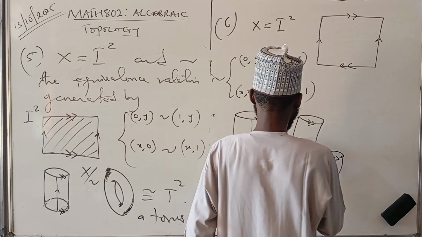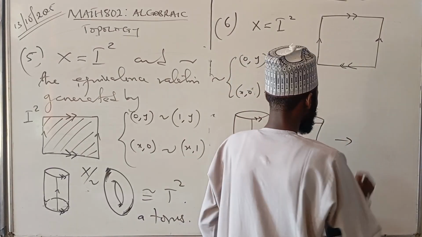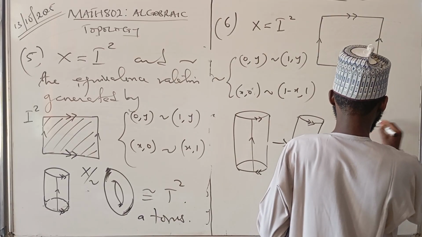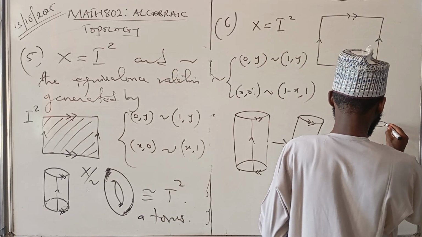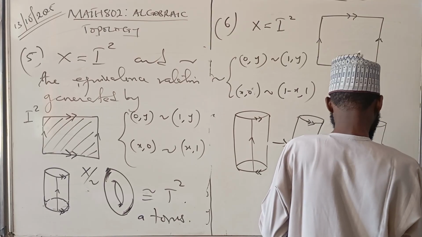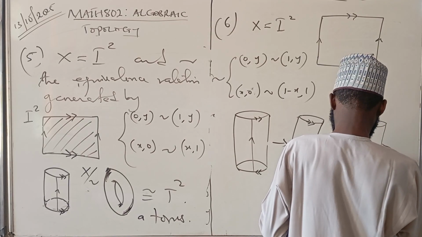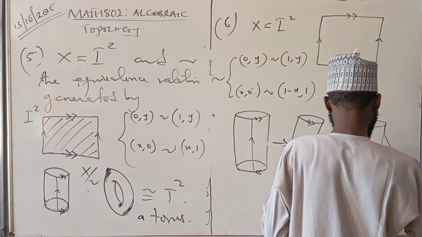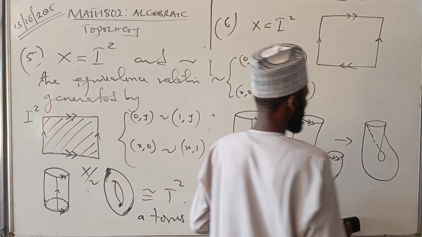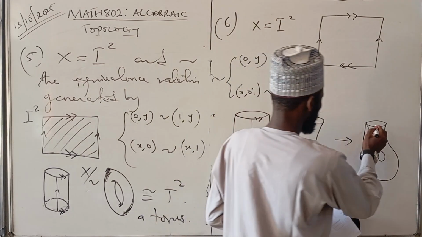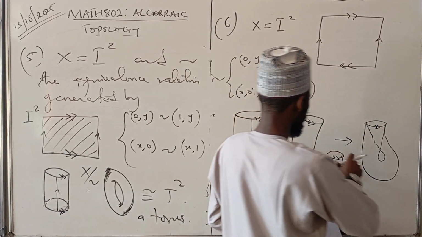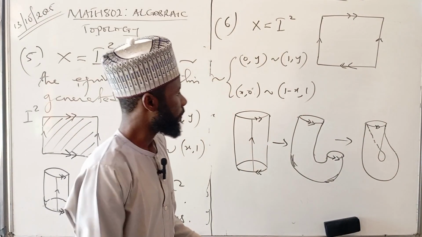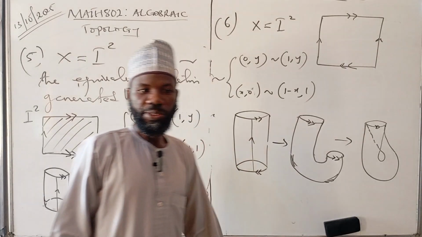So at the end of the day, what you get is this object. This is how they normally draw it. So this is what you get at the end of the day. You bring them together like this and glue them. So it passes through here and then you glue them inside. You see. And then you have a new space.